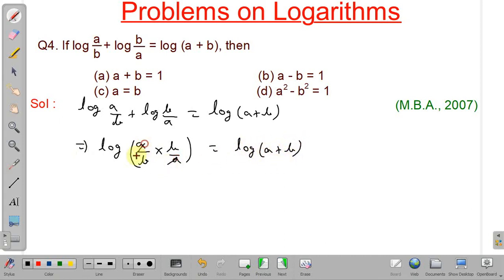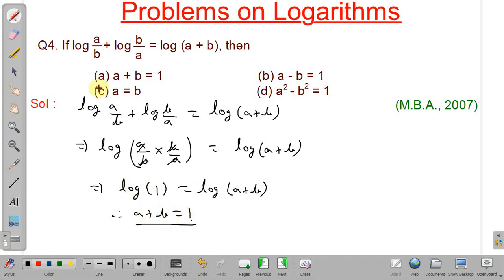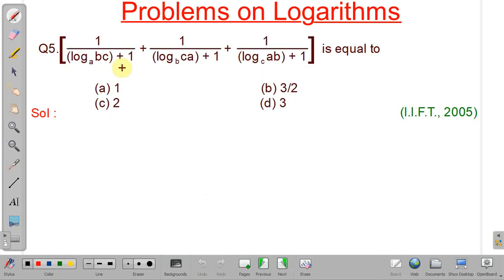A will get cancelled out, B will get cancelled out, and we will get log of 1 equal to log of (A plus B). So taking anti-log on both sides, we will get A plus B equal to 1. So our answer will be option number A. We will discuss the next problem.